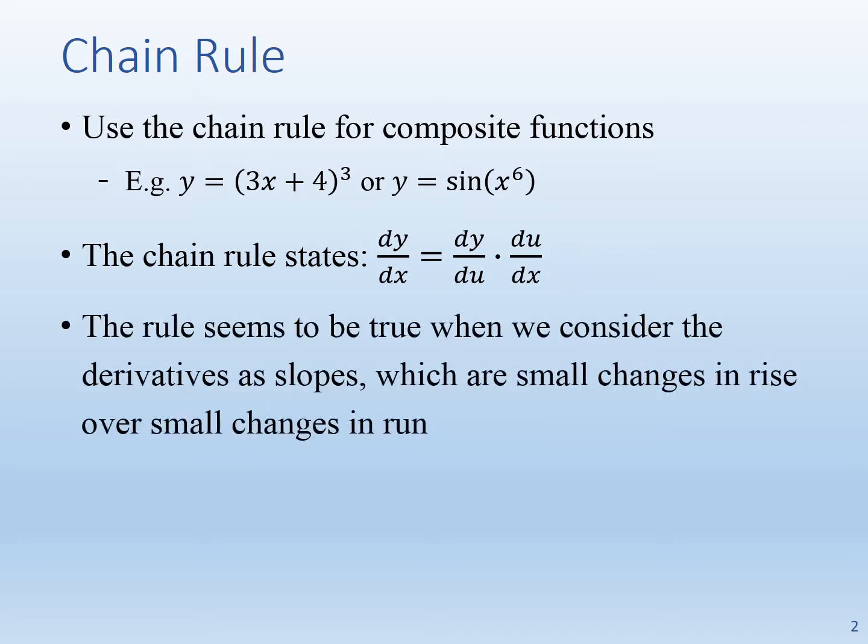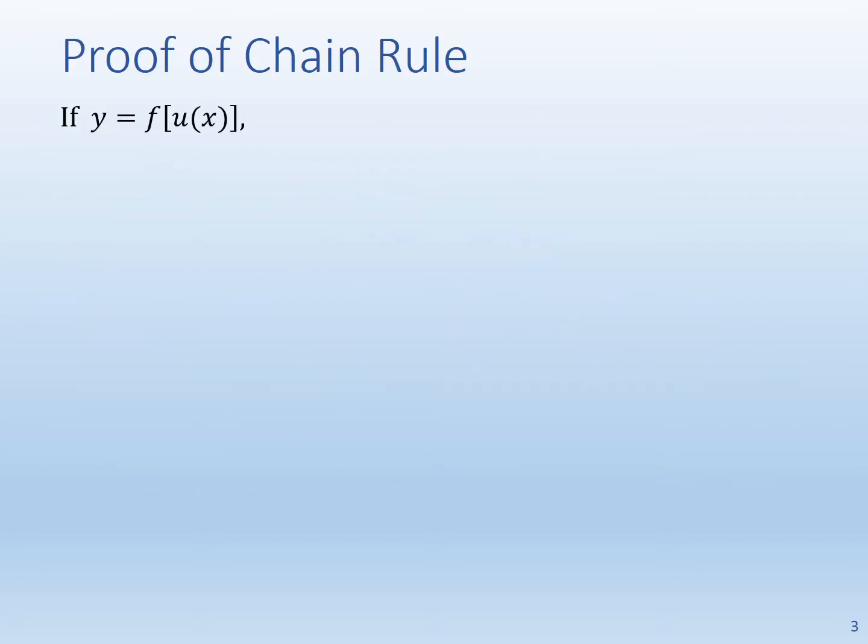Now this seems to make sense when we consider the derivatives as small rises over small runs, and then those two du terms there will cancel out. If we cancel those out, we're left with a dy dx. I'll show you a more rigorous proof of the chain rule.